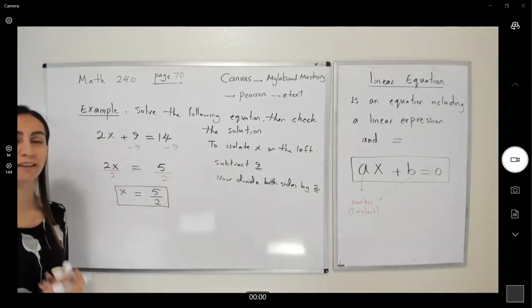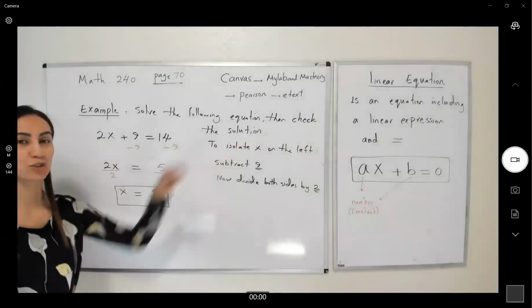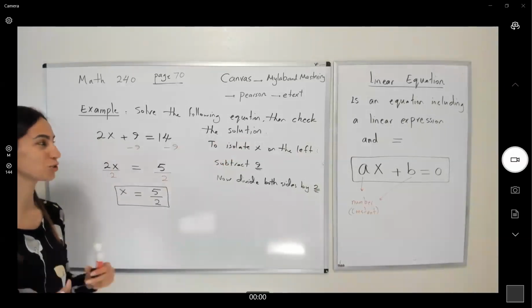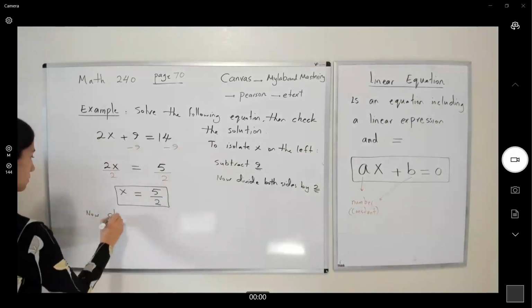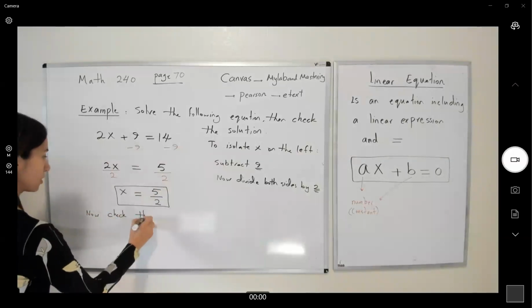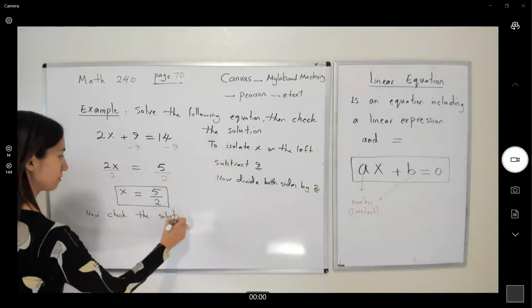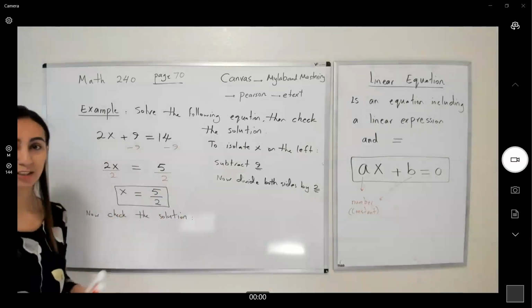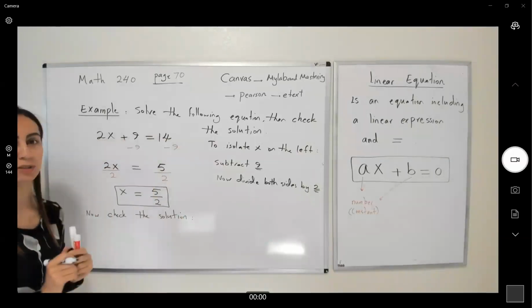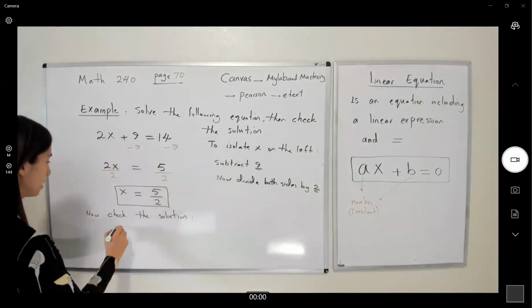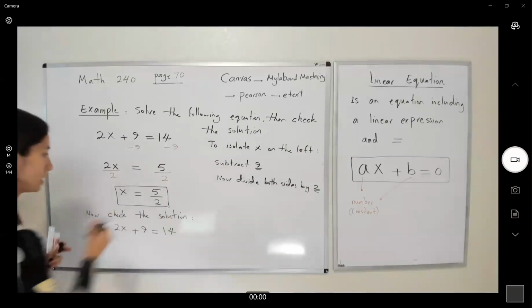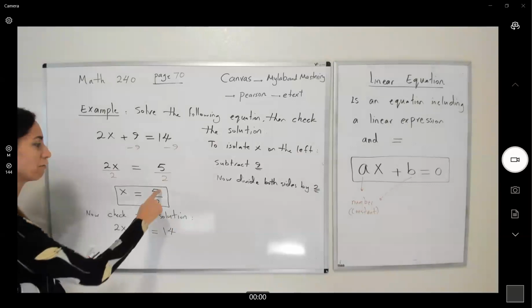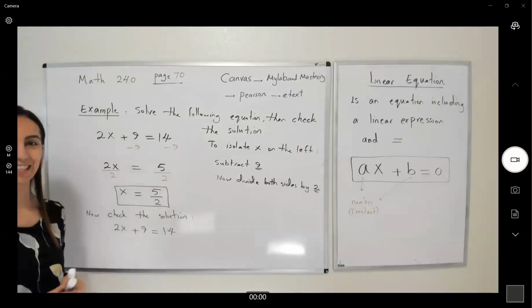It seems like 5 over 2 is the solution for this linear equation. To make sure it is actually the solution, we have to check the solution. How do we check the solution? We copy down the original equation, 2x plus 9 equals 14. Then we substitute 5 over 2 in this equation.